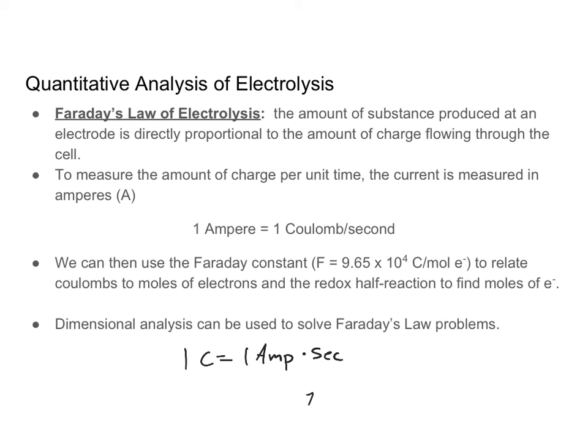And if we use the Faraday constant that says 96,500 coulombs per mole of electrons, we can relate coulombs to moles of electrons, and the redox half reaction will allow us to find moles of electrons, and then we can use some sweet dimensional analysis to help us solve a couple of Faraday law problems, which isn't too bad.